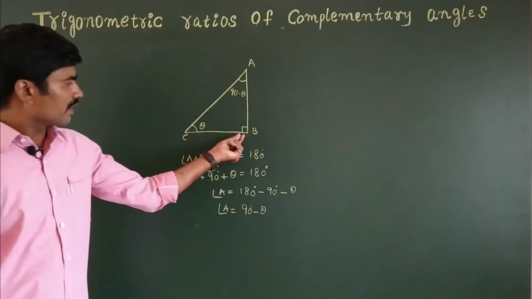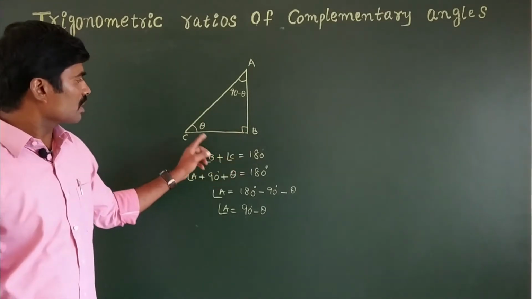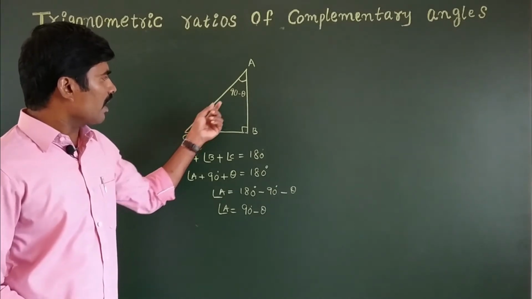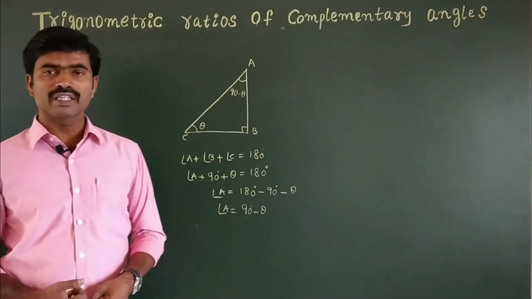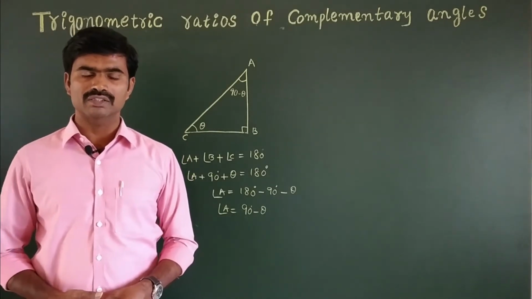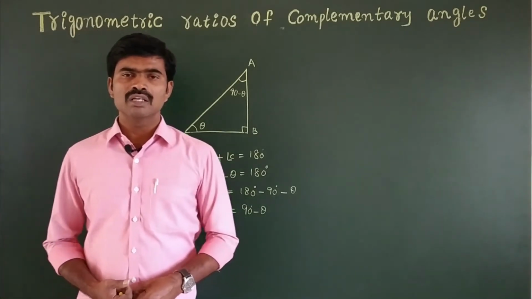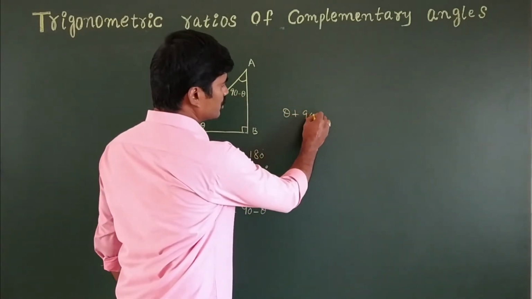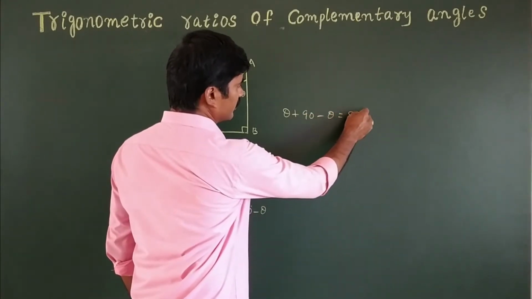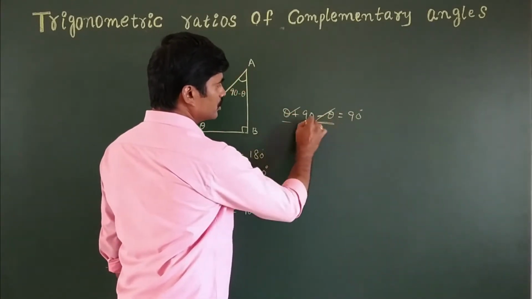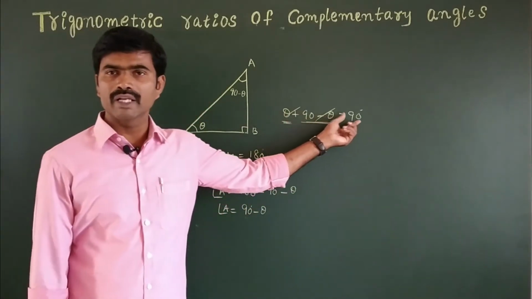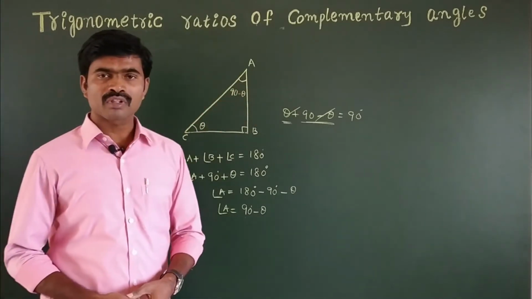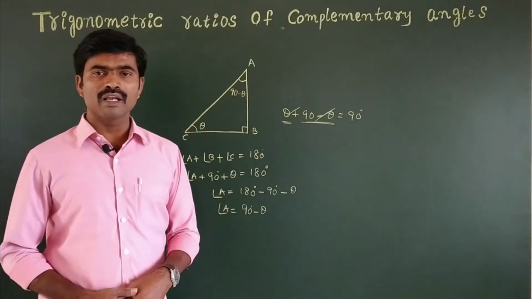In this right angle triangle, angle B is already 90, so the sum of the two angles should be 90 degrees. So angle theta and angle 90 minus theta are called complementary angles. What are complementary angles? If the sum of two angles is 90 degrees, then the two angles are called complementary angles. So finally, here theta and 90 minus theta are two complementary angles.